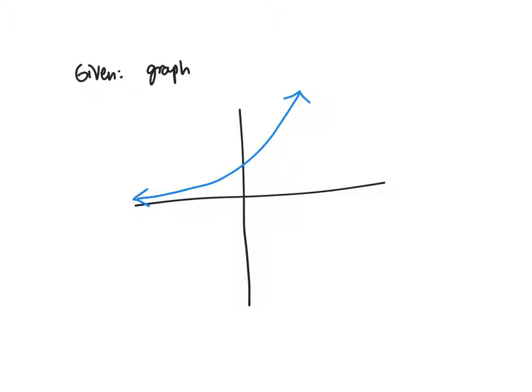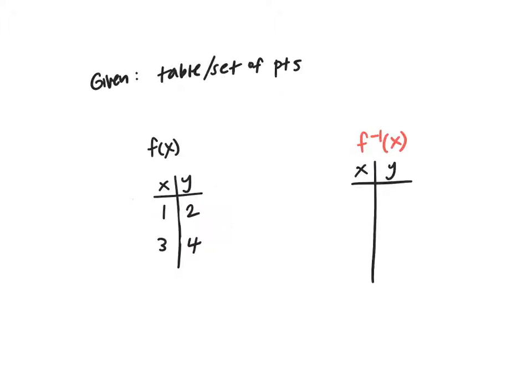Given a graph, be able to identify the inverse of that graph. The inverse will be symmetrical over the line y equals x. To find the inverse given a table or a set of points, you just swap the x and y values. So instead of 1, 2, you have 2, 1. Instead of 3, 4, you have 4, 3.